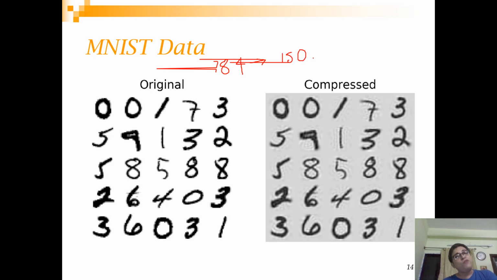Now from this 150 dimensions, you can apply inverse transform and go back to your 784 dimensions, right? So if you have original data like this, some samples, and you take it to 150 dimensions and then do an inverse transform to go back to 784 features, it looks something like this. So you can very well understand that there is not much loss of information, right?